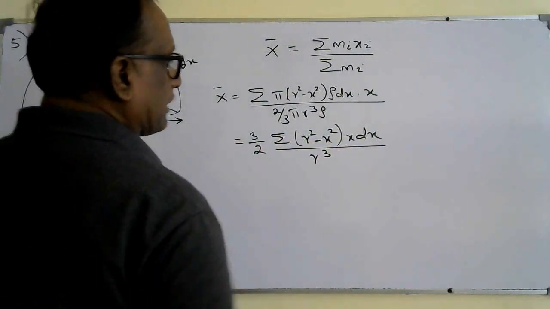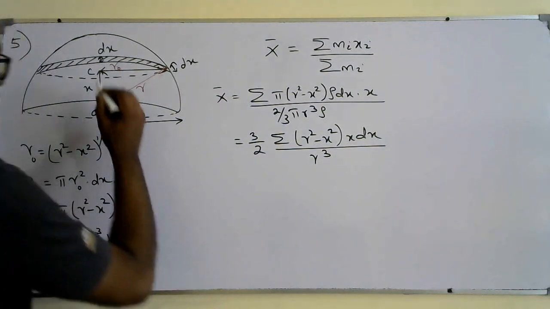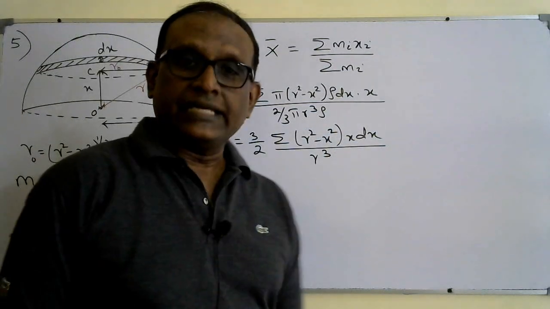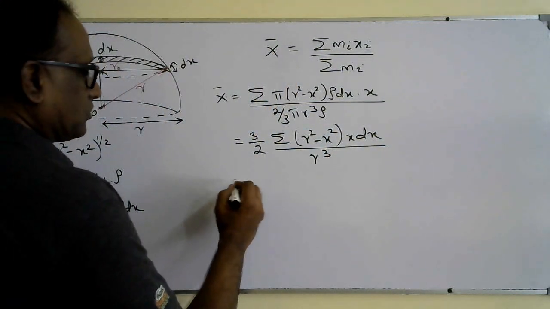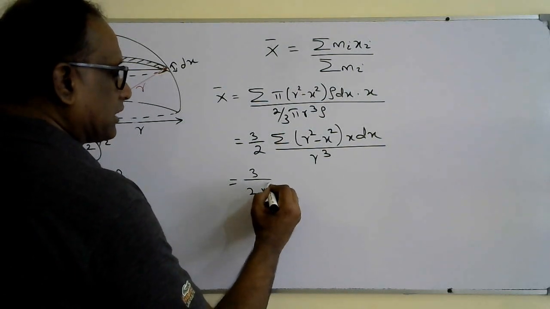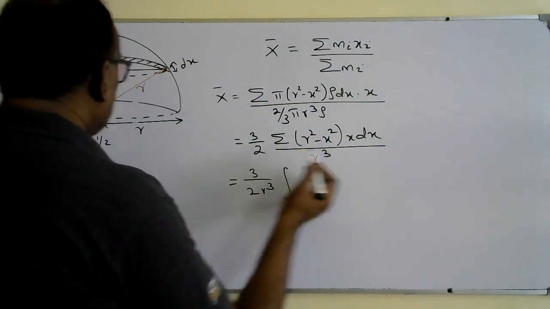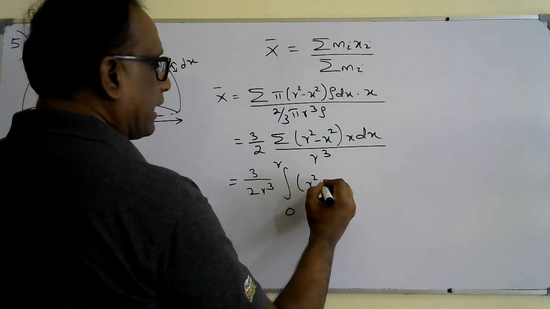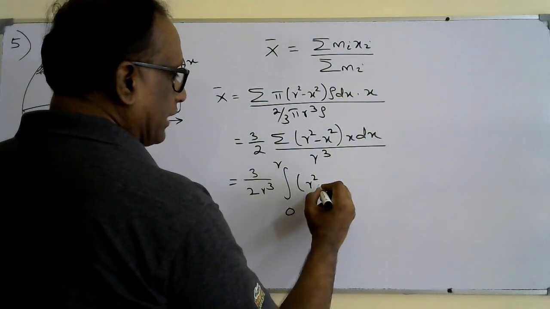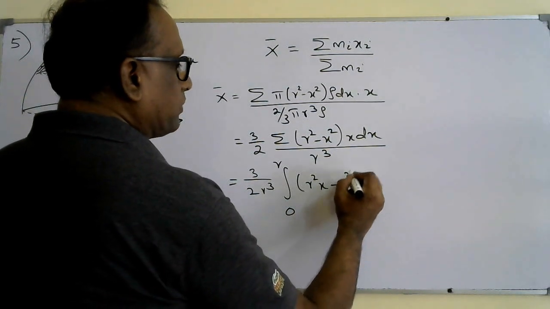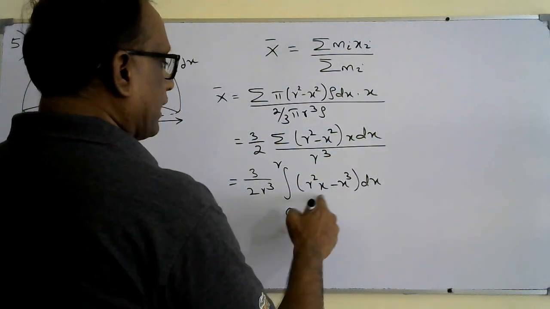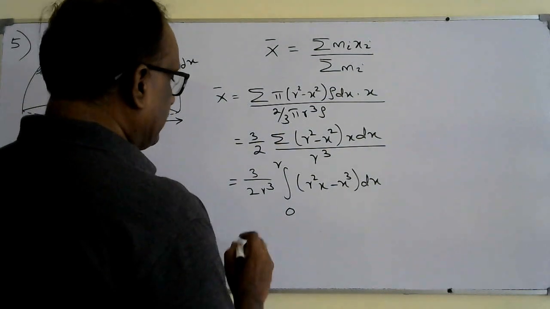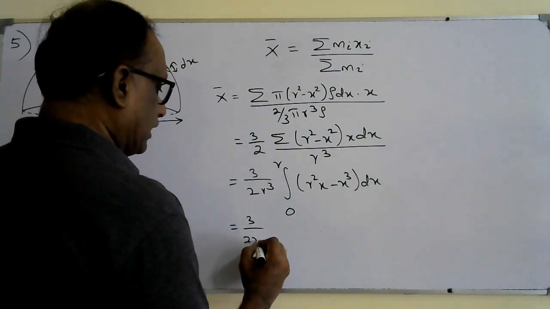It's correct, no? 3 by 2, pi gets cancelled, rho yes, r cube. Right. Now summation with variable x, because when I consider different disks, x is going to be a variable. So summation with variable x is going to be integration. So now x bar is equal to 3 over 2 r cube integration. This x could vary from 0 to r, (r squared minus x squared) x, so r squared x minus x cube dx. I multiplied x by r squared minus x squared, giving r squared x minus x cube dx.